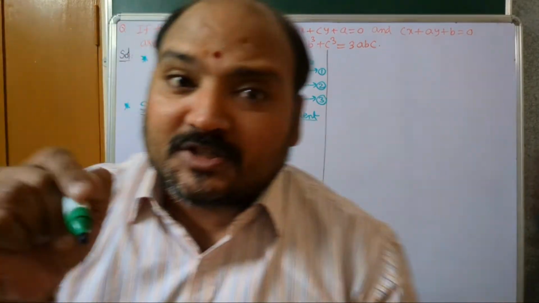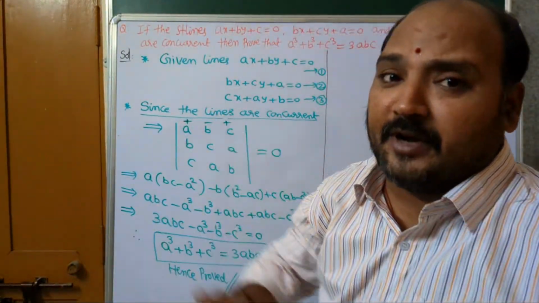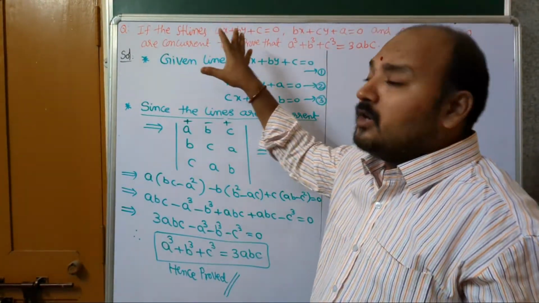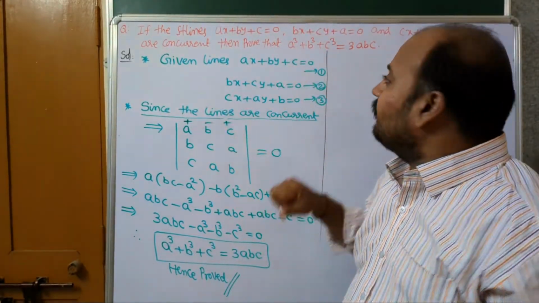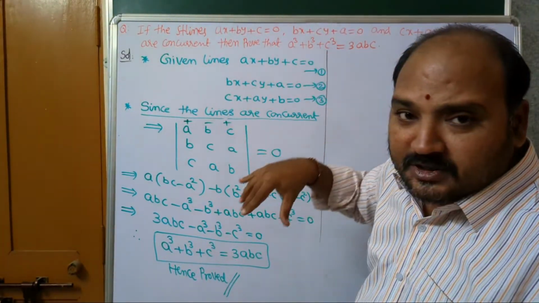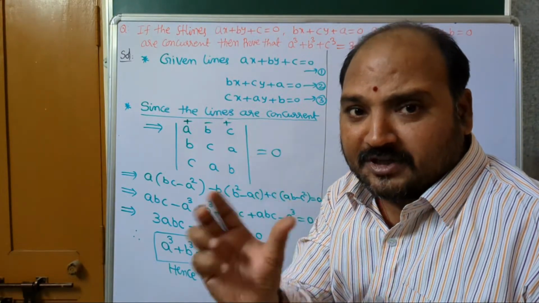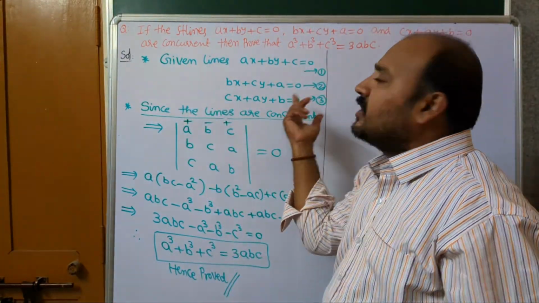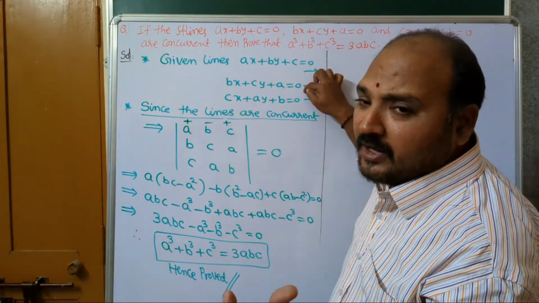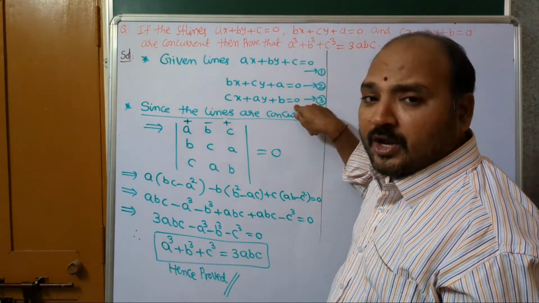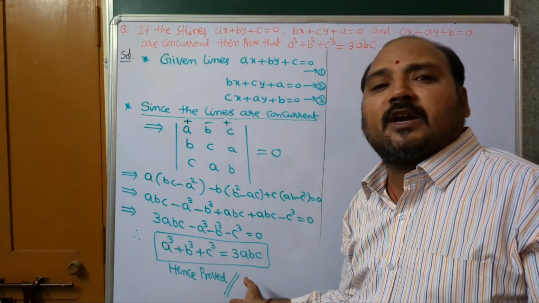Otherwise, if they are asking the question, the way of question is different. Suppose, find the point of intersection of these lines and show the condition. That time, solve any two equations, you will get x comma y, point of intersection. That you can substitute in the third line. Suppose if you are solving 1 and 2, you will get x comma y. That value substitute in the third equation, again you will get this condition.